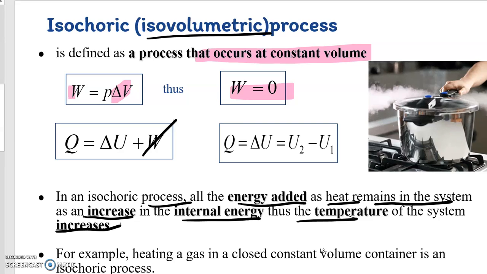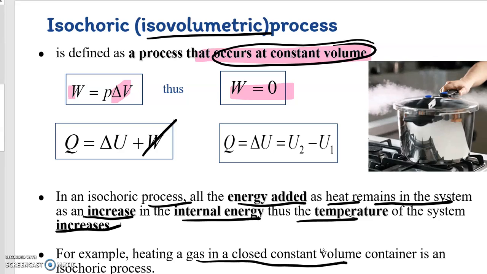and thus the temperature increases. For example, heating of a gas in a constant volume container is an isochoric process. Remember, an isochoric process is a process that occurs at constant volume. So when the volume is constant, delta V is 0, and so the work done is also 0.